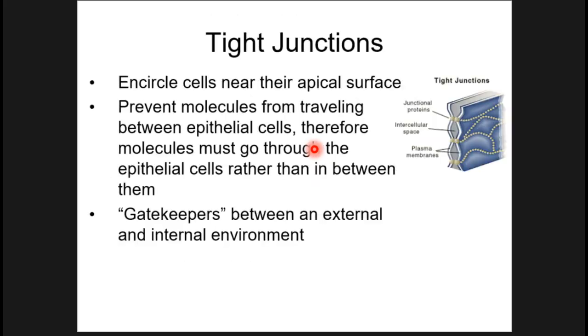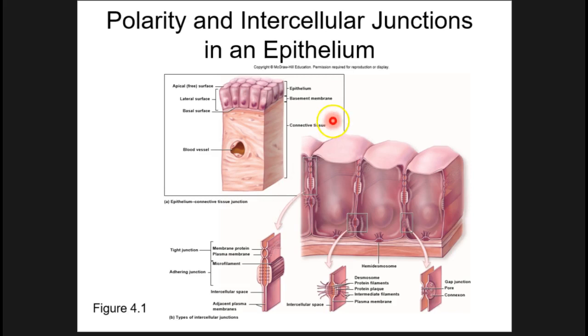So, tight junctions. They're going to prevent molecules from traveling between epithelial cells. They're going to be gatekeepers between the external and internal environments. So if I'm a molecule trying to get from here to here, if there isn't some cellular mechanism like endocytosis, exocytosis, some kind of protein channel here that is for me, I'm just going to be out here. And that's probably good, right? If we are not selecting for it, we want to be protected from it.